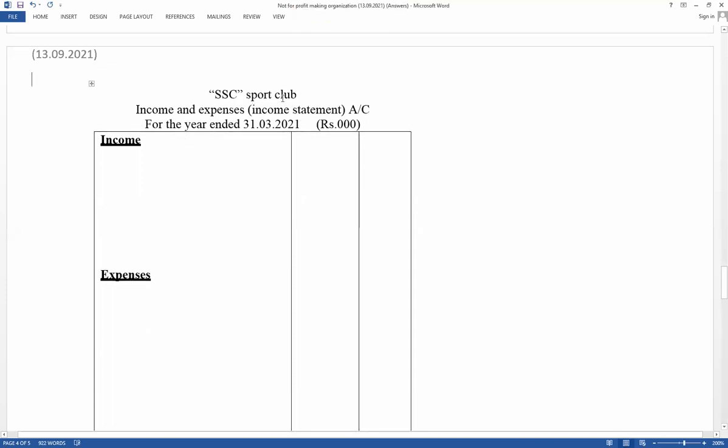Therefore, think how to calculate profit and loss. If there is a profit, we have to write it as a surplus. If there is a loss, we have to consider it as a deficit.